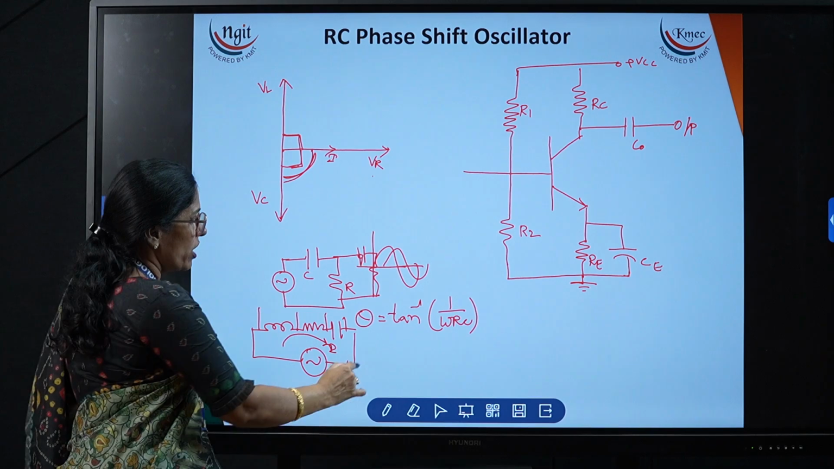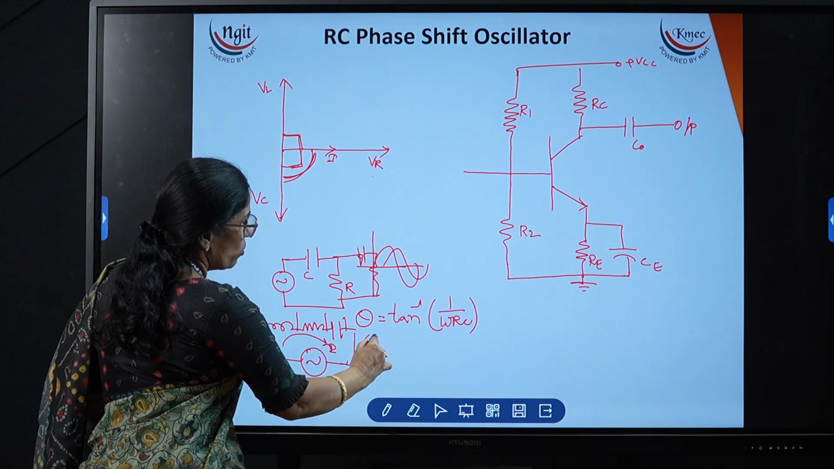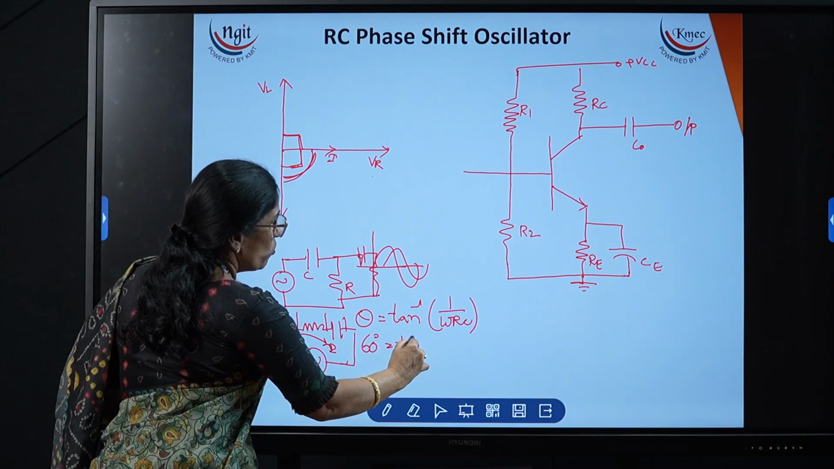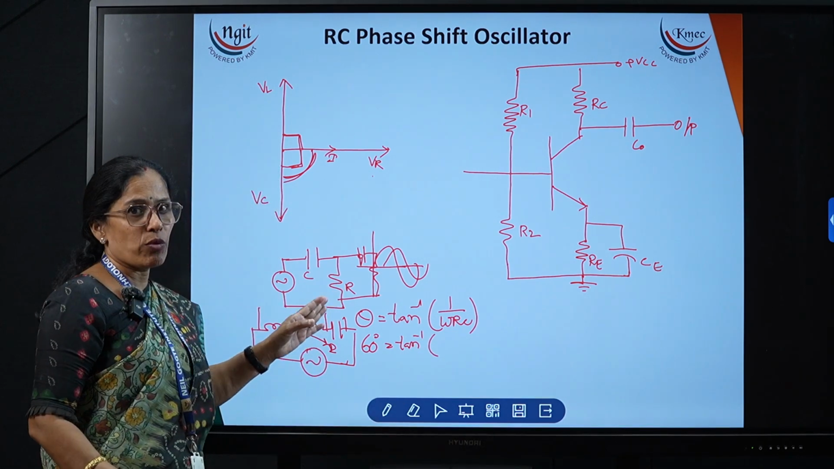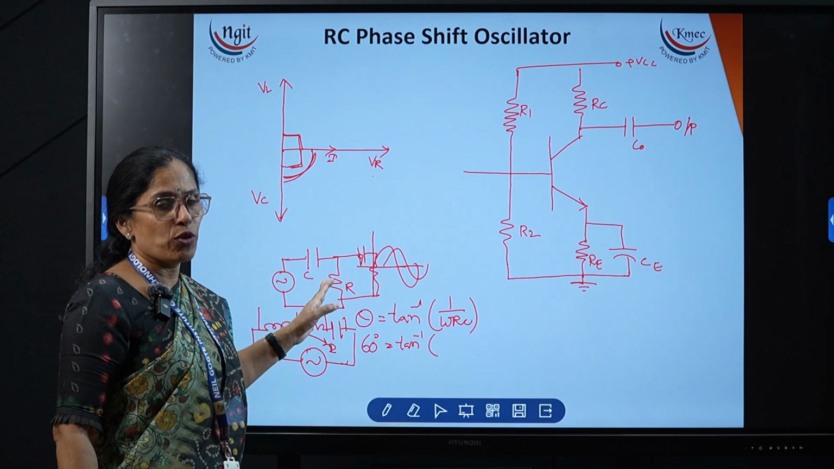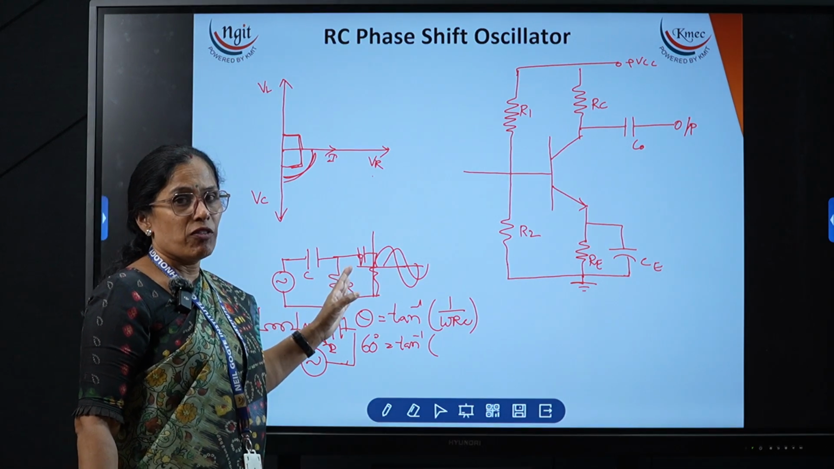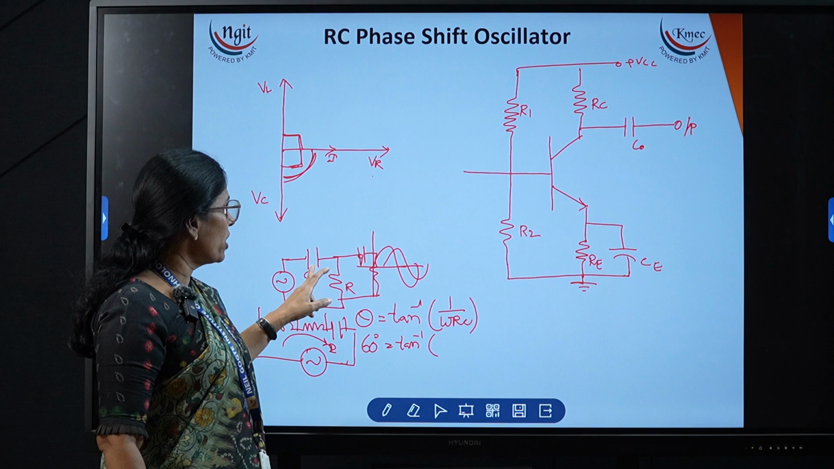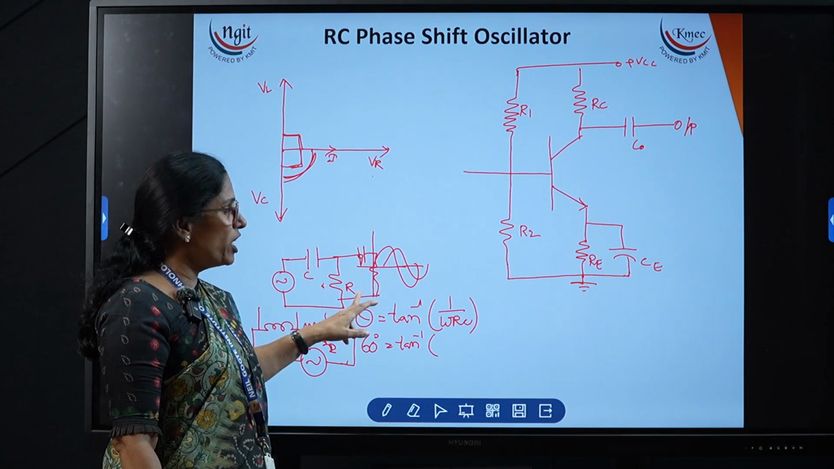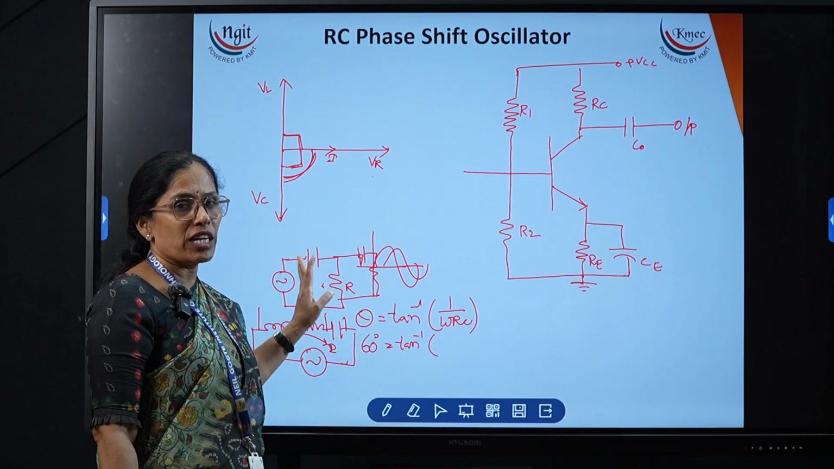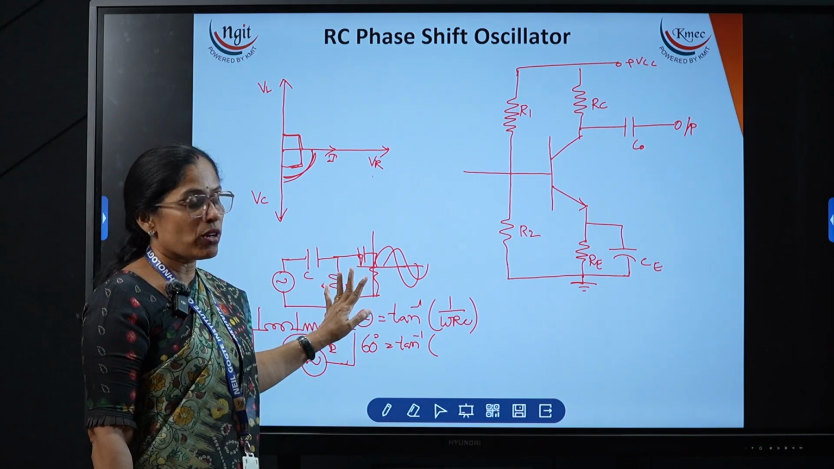If I want 60 degrees, I take 60 degrees and assume one value, either the capacitor value or the resistor value, because capacitor values are fixed and we don't get all values. So we assume one capacitor value, find out the R value from that, and then we can construct this RC circuit.